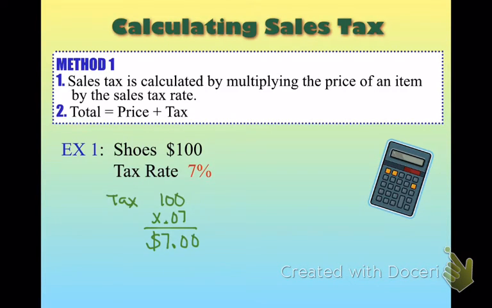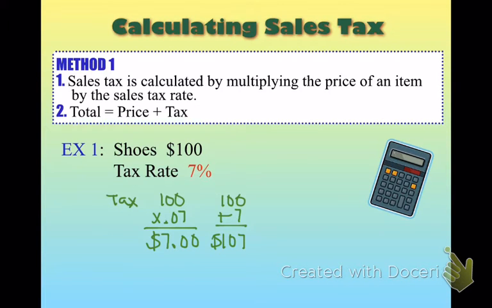So the tax is $7, and then we have to take our tax and add it back to the original price. So 100 plus 7. Again, this is pretty easy. I'm writing it out, and this is going to be the new, that's not 100, that should be 107.